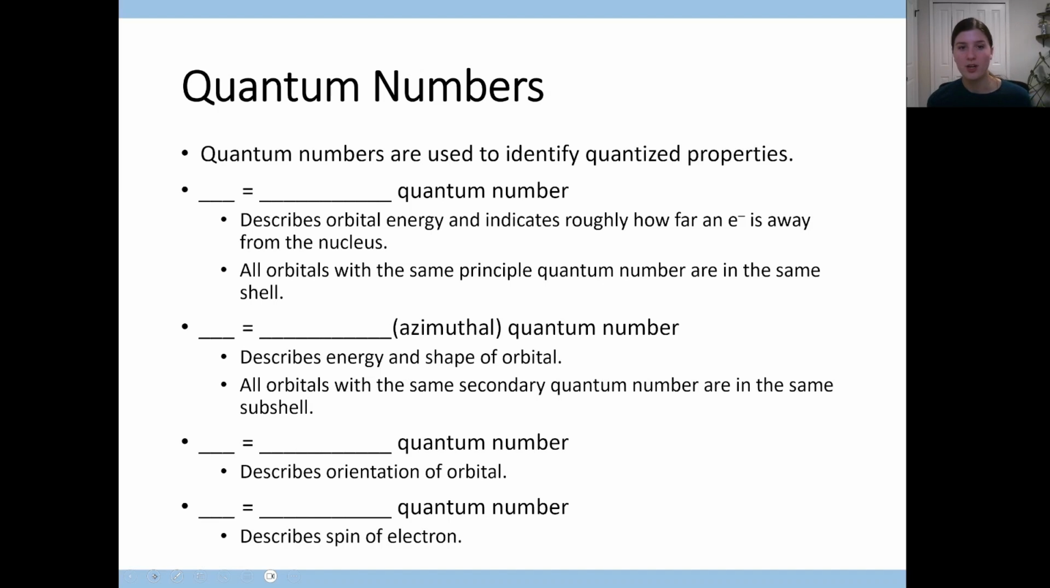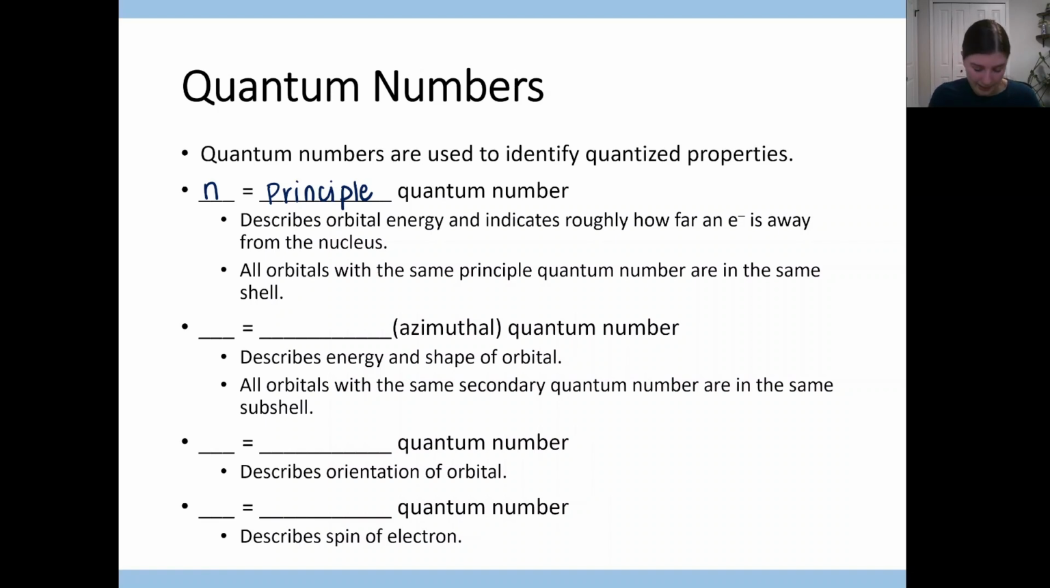Quantum numbers are used to identify quantized properties, and really these are, again, focused on electrons. So we have 4 quantum numbers. Each will tell us a little bit different information. First is represented by the letter n. n is the principal quantum number, and this describes orbital energy and indicates roughly how far an electron is away from the nucleus. All orbitals with the same principal quantum number are in the same shell.